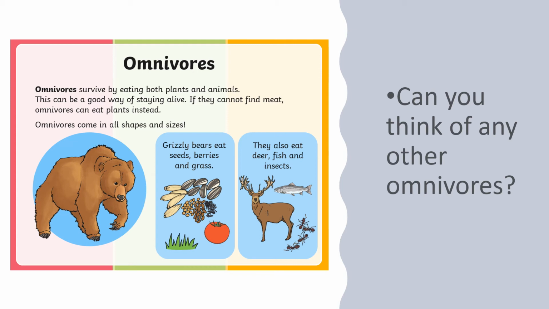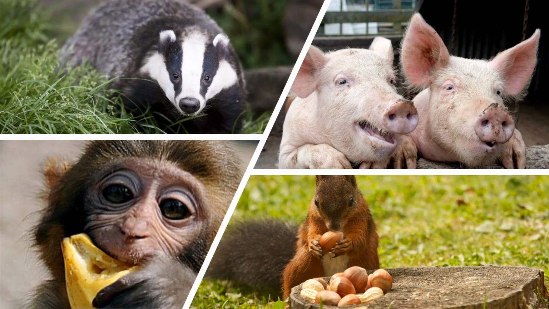Omnivores come in all shapes and sizes. The grizzly bear is an omnivore. Grizzly bears can eat seeds, berries and grass, but they also eat deer, fish and insects. With your adult, pause this video and think of any other omnivores. Badgers, pigs, squirrels and monkeys are all omnivores. They eat both meat and fruit and vegetables and plants.